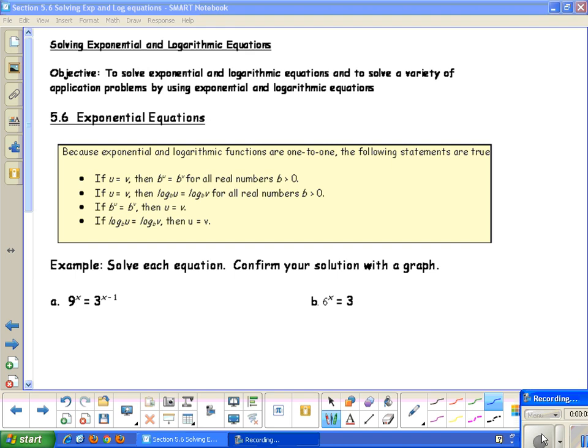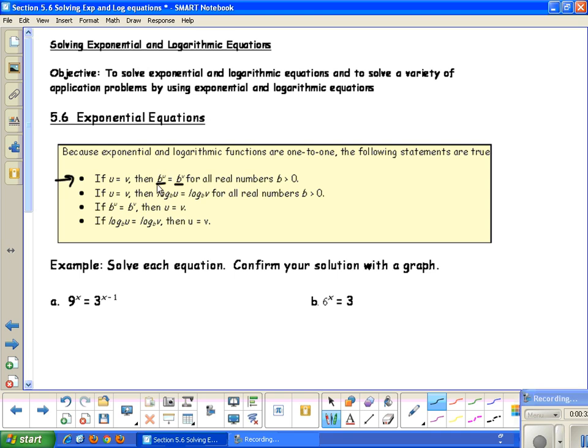Section 5.6, exponential equations. We're going to solve exponential and logarithmic equations using a variety of methods. For these equations, remember that we have some properties. Because exponential and logarithmic functions are one-to-one, the following statements are true. If u equals v, then with the same base, b to the u equals b to the v.